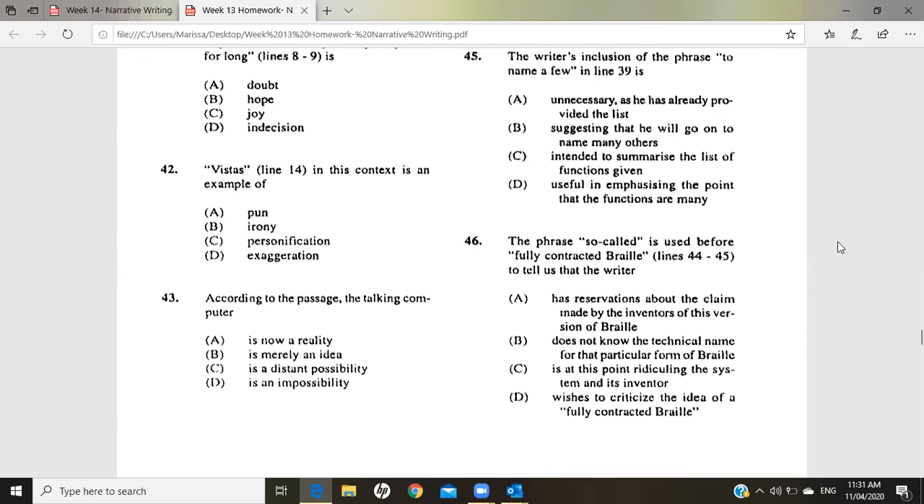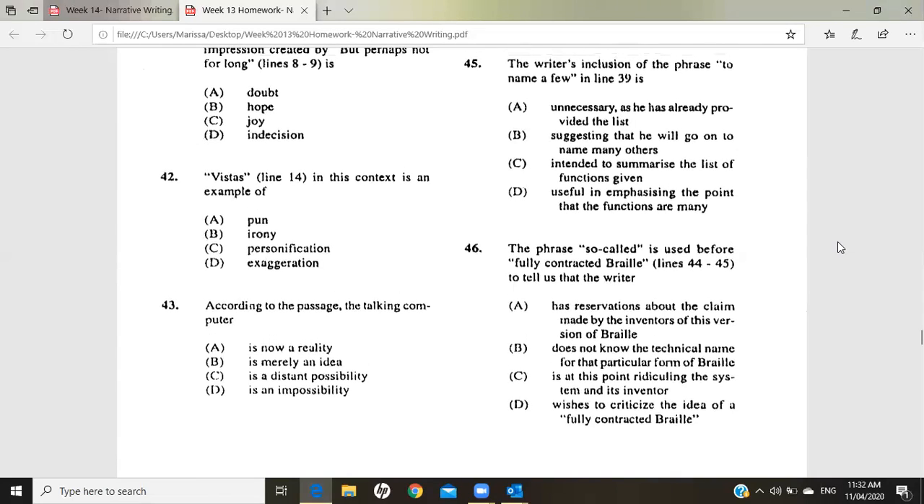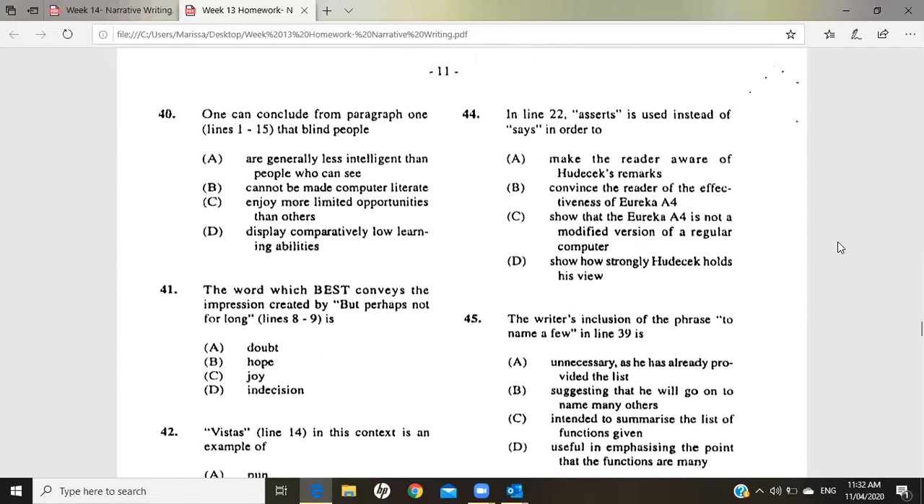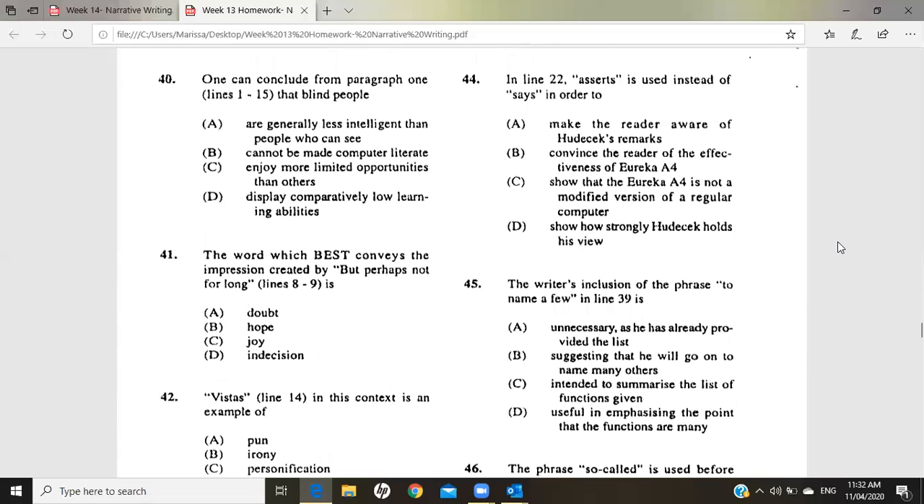43 says, according to the passage, the talking computer is what? Jada, what you have for number 43? A. A, is now a reality. Good. 44 says in line 22, asserts is used instead of says in order to do what, Joshua? Why is asserts used instead of says?